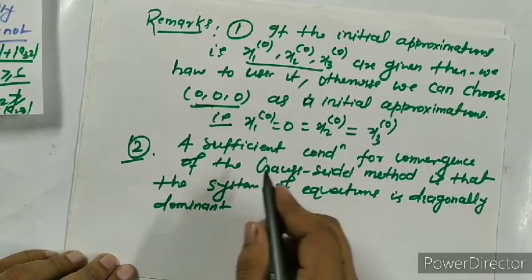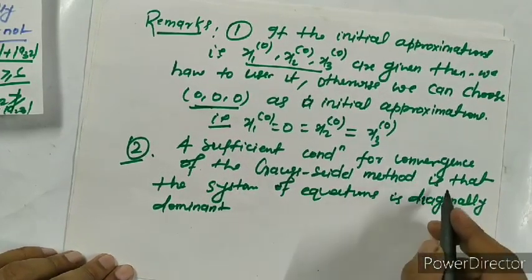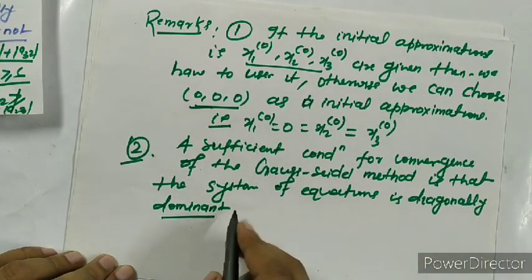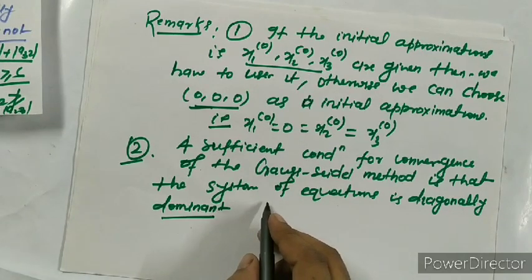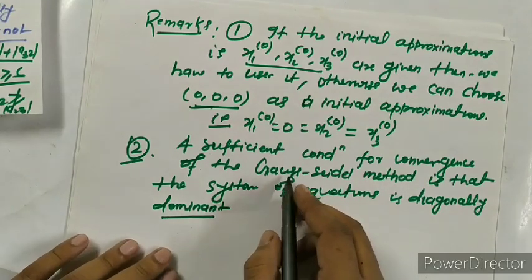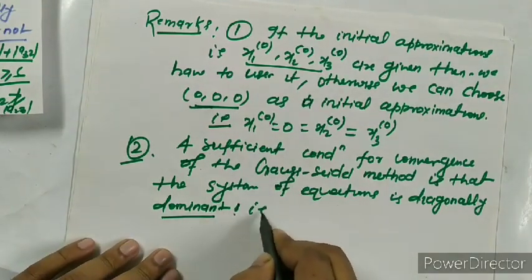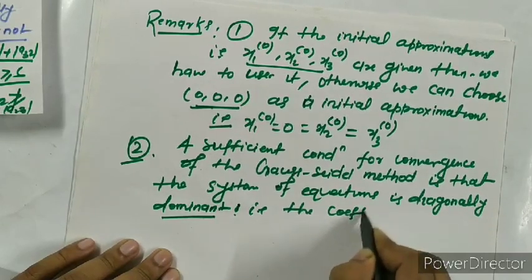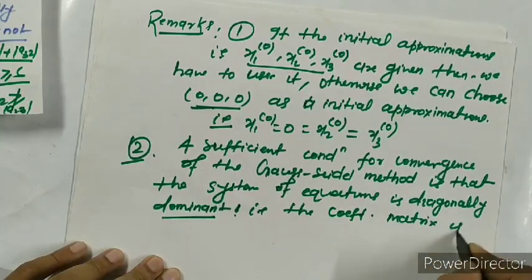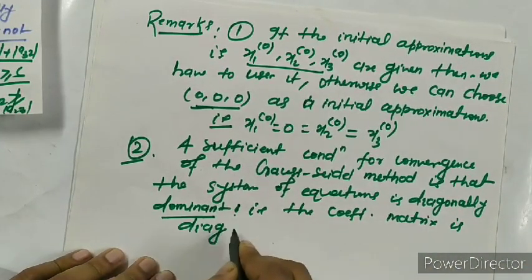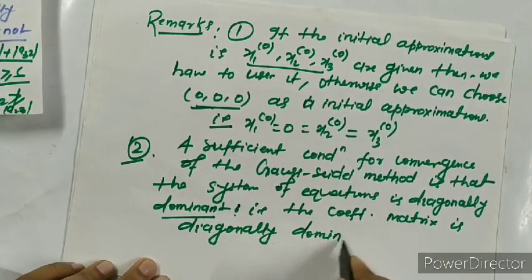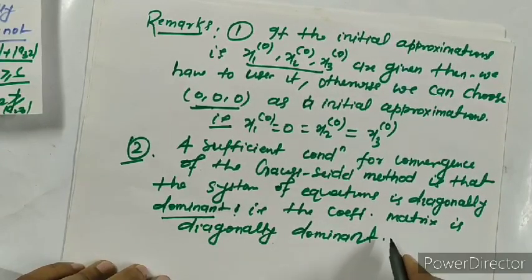मतलब अगर ये sufficient condition convergence का क्या है, Gauss-Seidel method is convergent if the system of equation is diagonally dominant. That means corresponding matrix, coefficients matrix is diagonally dominant. Okay, that is the coefficient matrix is diagonally dominant. Okay, up to here it is clear.